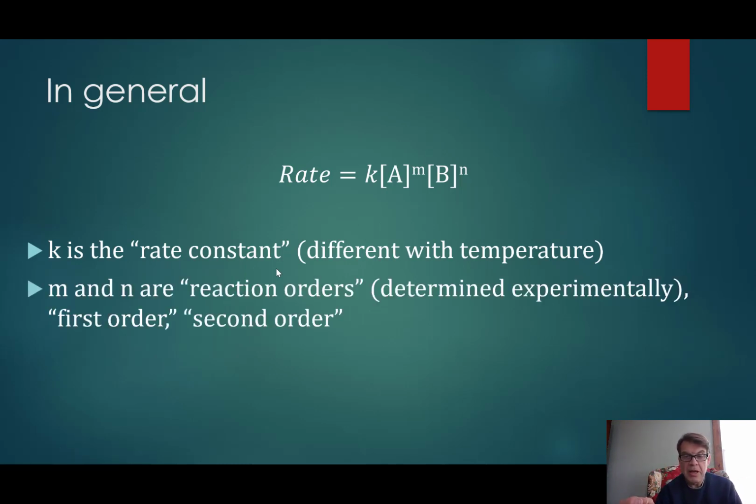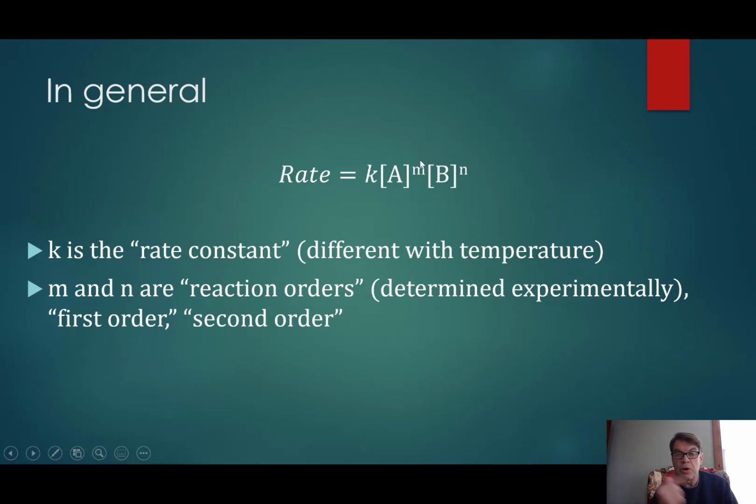We already know that bracket A and bracket B are the concentration of A and concentration of B. So m and n are called reaction orders. And there's no way to know what these are from the formula. You have to determine them experimentally. So in the ammonium ion plus the nitrite ion reaction, experiments have determined that it's a linear relationship. As the one goes up, the other goes up by a certain proportional amount. So we have to determine what m and n are by experiment. But again, these are the reaction orders, m and n.